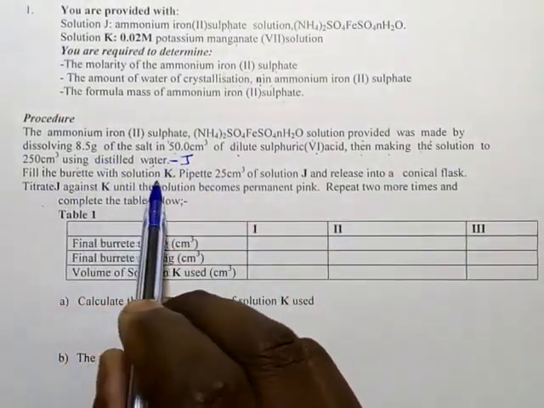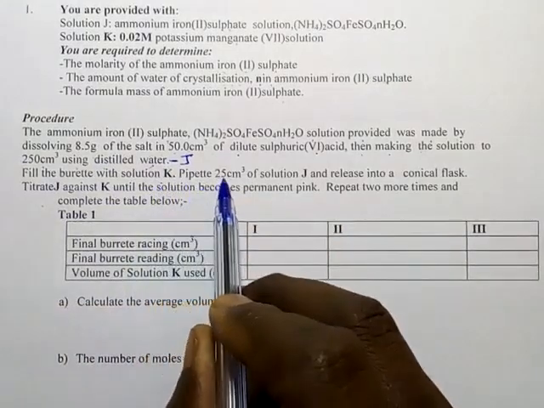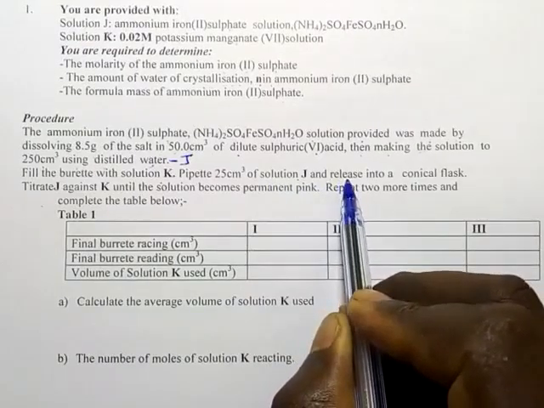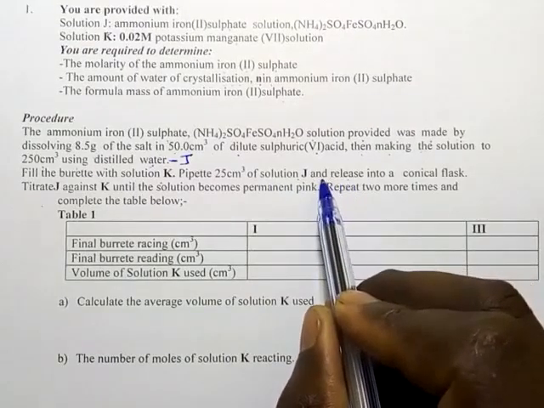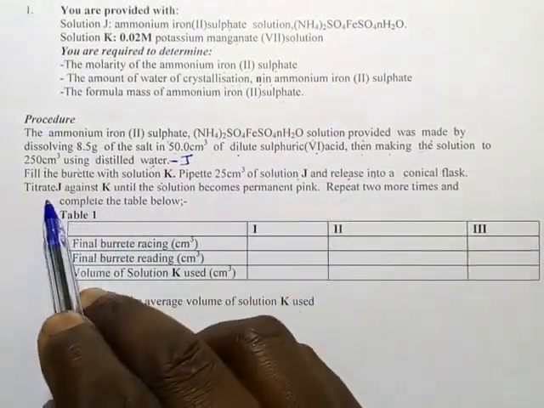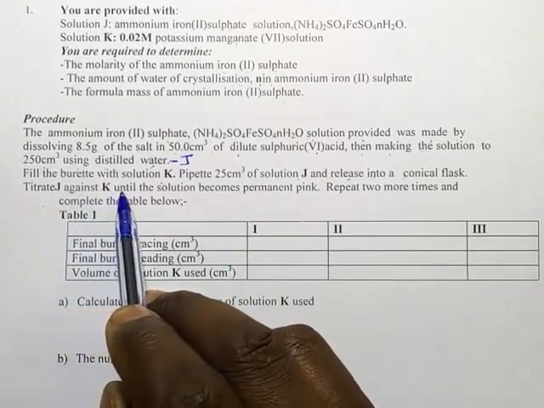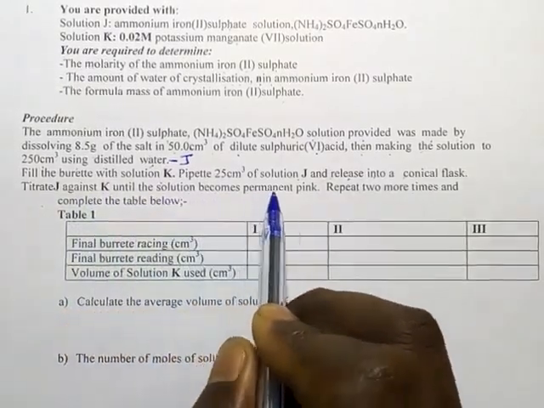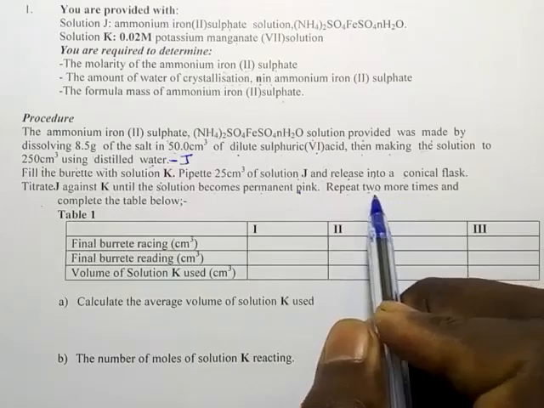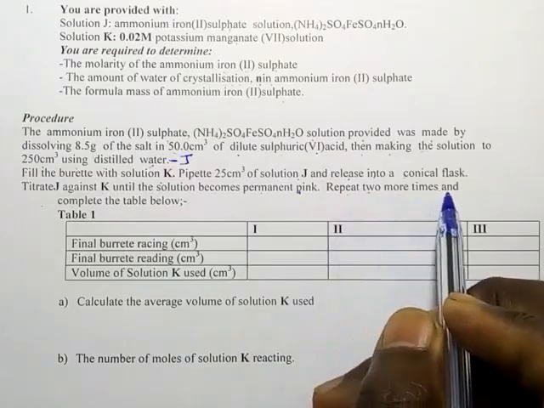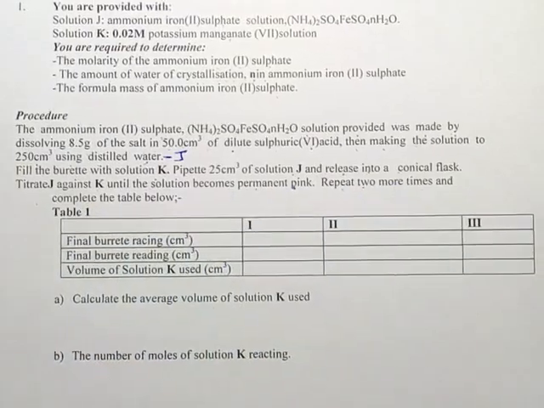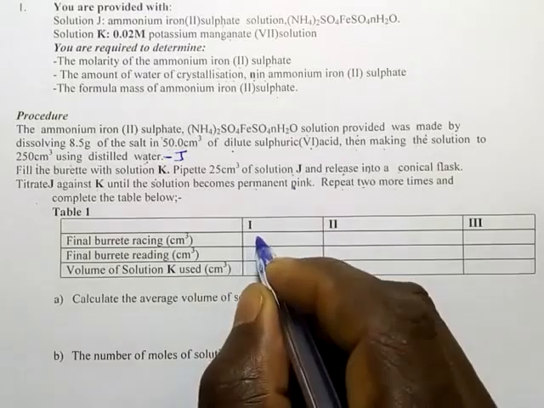Fill the burette with solution K, pipette 25 cm³ of solution J, measure and release it into a conical flask. Titrate J against K until the solution becomes permanent pink. Repeat 2 more titrations and complete the table below. Let me give you the values of the table.